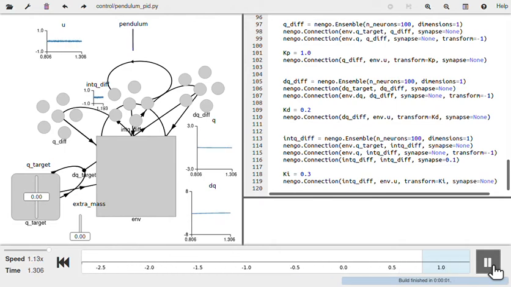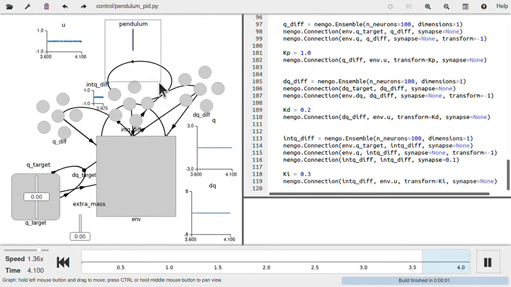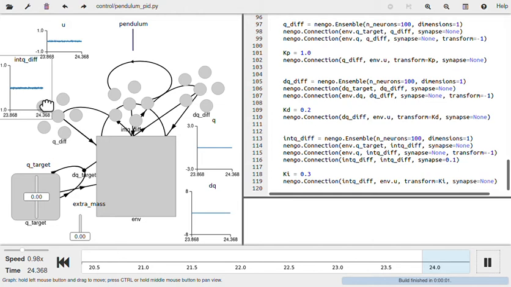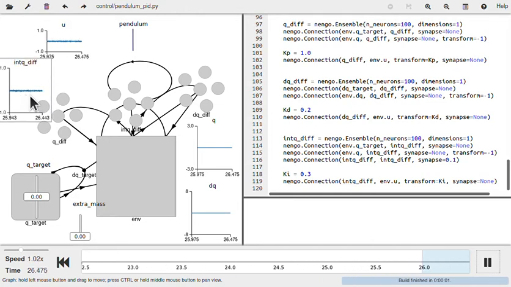What's a PID controller? Well, in addition to the proportional and the derivative system, what we're also going to do is see what our error is, and we're going to compute the integral of that error. I'm going to put that integral here.